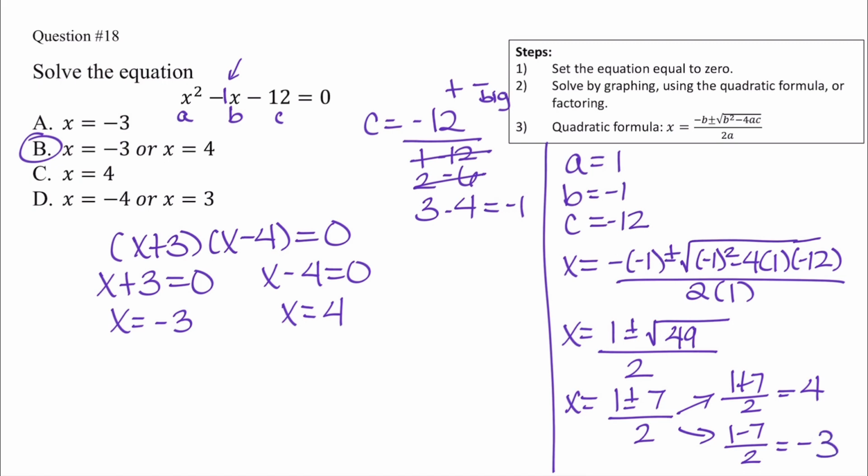If you graph, you're just going to look for the two x-intercepts. You're going to look for the places where the graph crosses the x-axis to find your solutions.